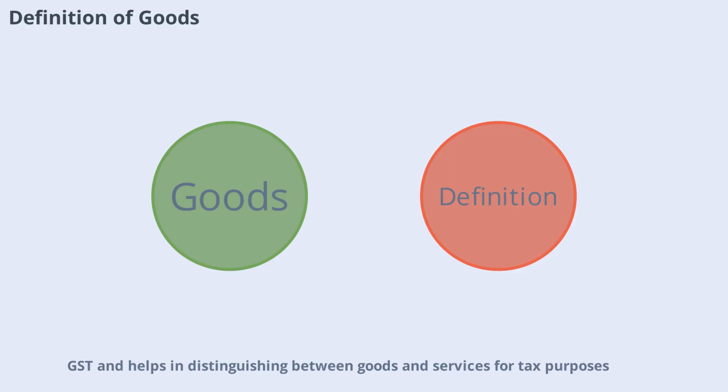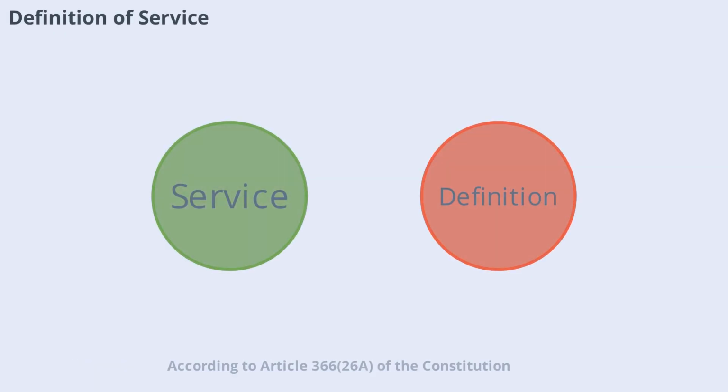for tax purposes. According to Article 366(26)(a) of the Constitution, as amended by the 101st Amendment, service means anything other than goods. This broad definition ensures that all activities not classified as goods are treated as services under GST. By clearly distinguishing between goods and services, the GST system can apply the appropriate tax rules and rates, ensuring comprehensive coverage of all economic activity.